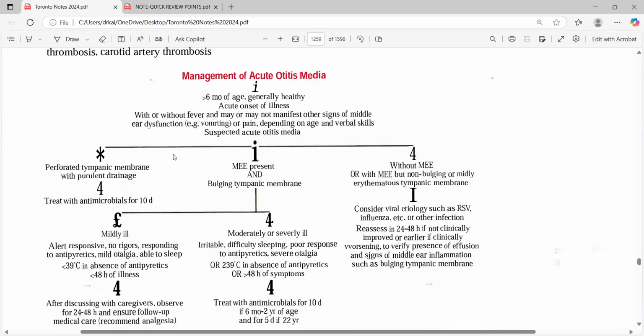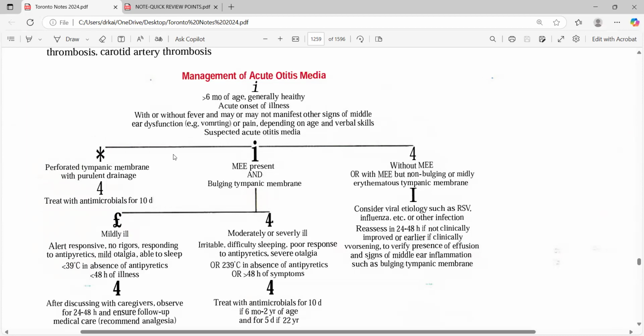In that case, it could present in three forms. Perforated: in that case, obviously we go for antimicrobials, and usually we put in tympanic membrane tubes as well. So we do refer to ENT if needed. So for perforated, you have to do the antimicrobials.